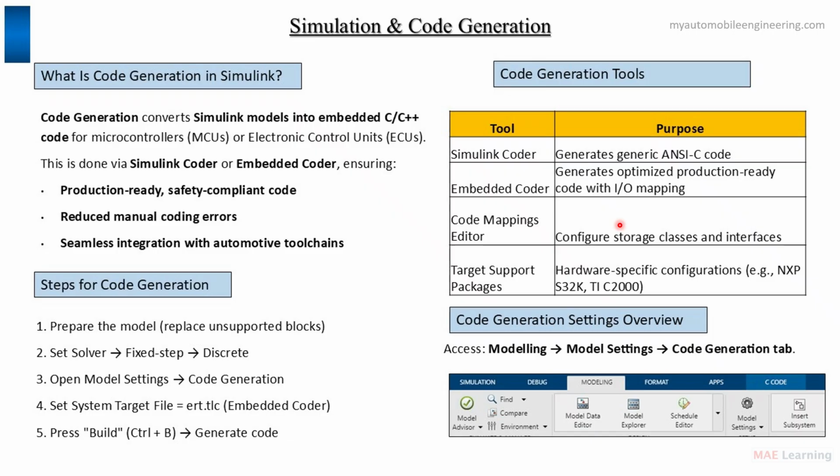Okay, so we will see what the steps are. For generating your code, you can go directly to your Modeling tab, Model Settings, and the Code Generation tab. From here you can click on this gear icon and do some settings. Then in your Simulink window you have to press Ctrl+B. Here I have written the steps also, you can follow these steps. We will see this example in Simulink also.